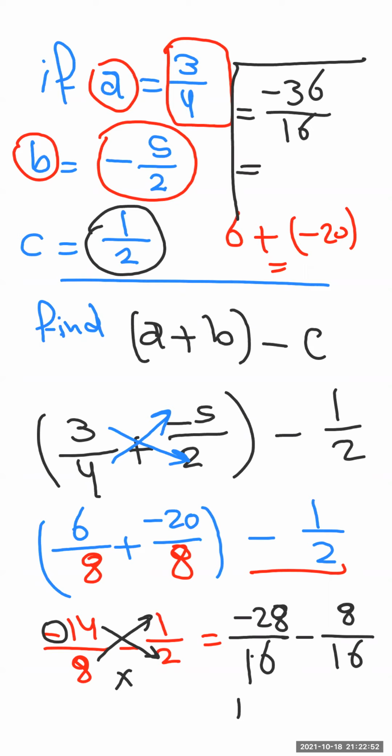Now simplify this one. Divide by 4, it will be negative 9, and 16 divided by 4 will equal 4. So negative 9 over 4. Okay, guys, clear? Great. Actually, guys, that was lesson 3. Hopefully, all of you understood this lesson.